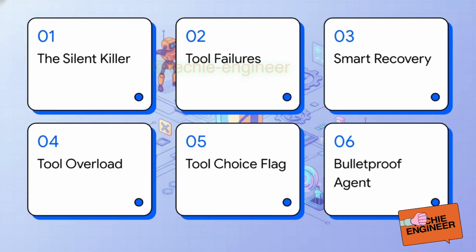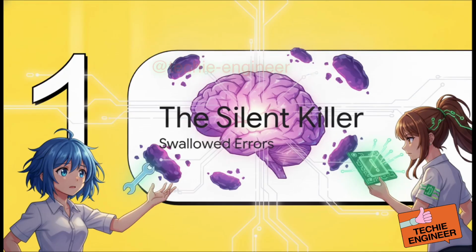All right, so here's our roadmap for today to fix this. We're going to cover the silent killer of agents, the 4 types of tool failures, smart recovery and escalation, the tool overload problem, mastering the tool choice flag, and finally, building a bulletproof agent. Let's jump in. Section 1, the silent killer of agents.